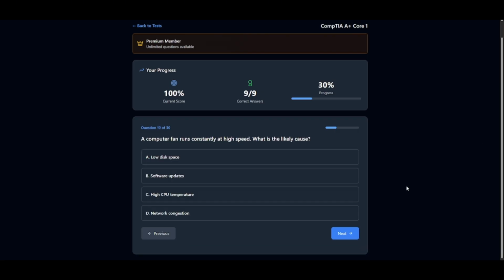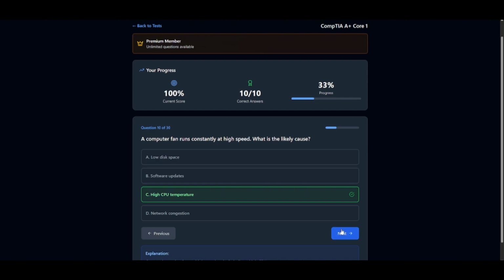Question number 10. A computer fan runs constantly at high speed. What is the likely cause? And the answer in this case would be C, high CPU temperature. If your computer's running hot, it's going to try and kick on those fans to cool everything down. But when it's running constantly high, it's not a good thing. So that's how we get to this answer here.